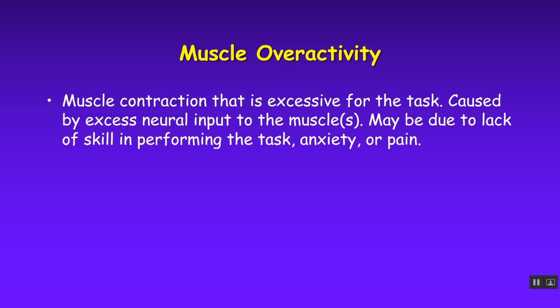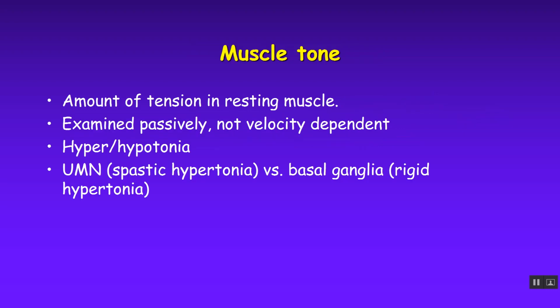Because now they've lost postural control and those kind of things. So that's called muscle overactivity. And even normal people can have muscle overactivity, especially when you're learning a new task. You can use too much muscle output, especially if you're stressed and those kind of things.